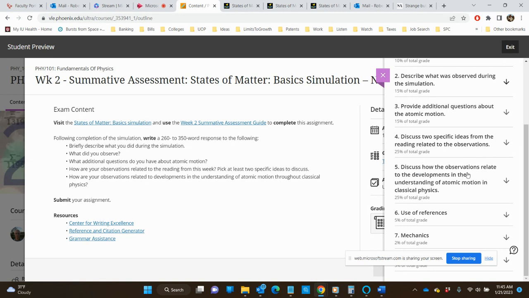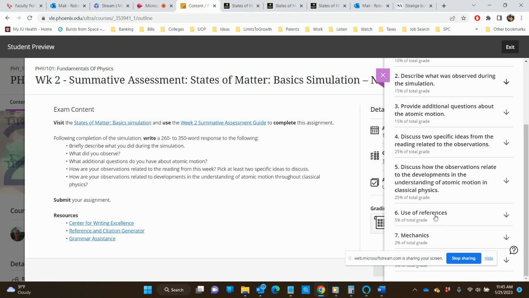Then it says, discuss how the observations relate to developments in the understanding of atomic motion in classical physics. So you could start another paragraph and say, my observations relate to developments in the understanding of atomic motion in classical physics by showing me, and then give me some information about what you saw in the simulation that helped you better understand the description of atomic motion in classical physics.